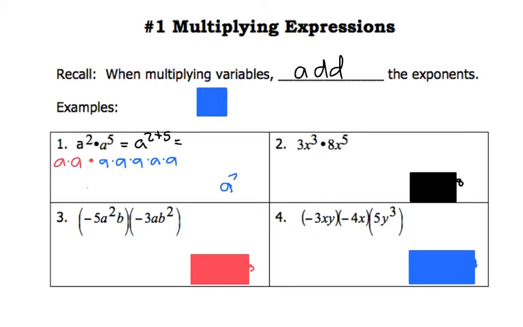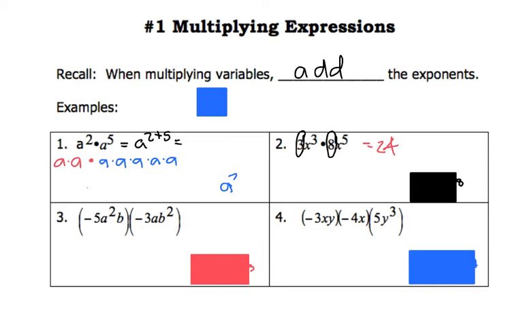Number 2. First thing I'm going to do is circle the big numbers here because we actually are going to legitimately multiply those. So 3 times 8 is what we're doing. So 3 times 8 gives us 24. All right, so we do get 24.